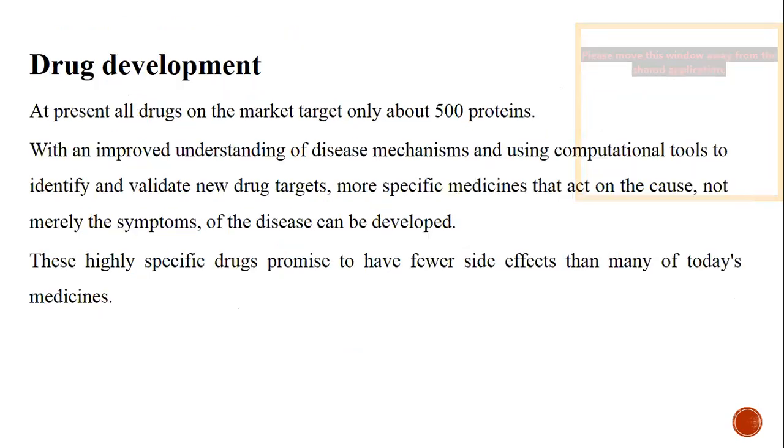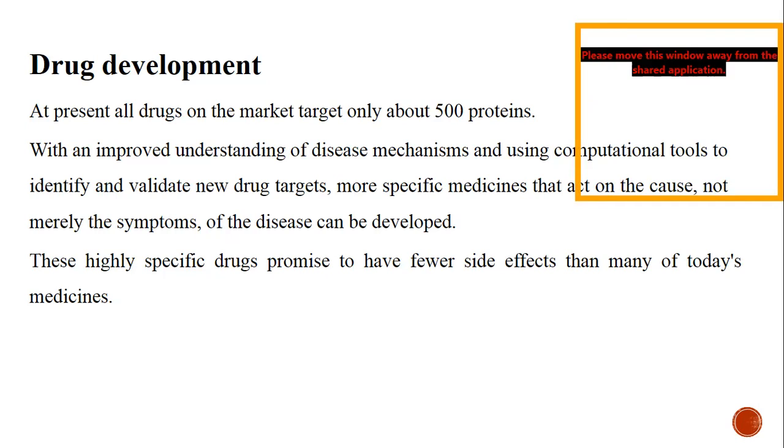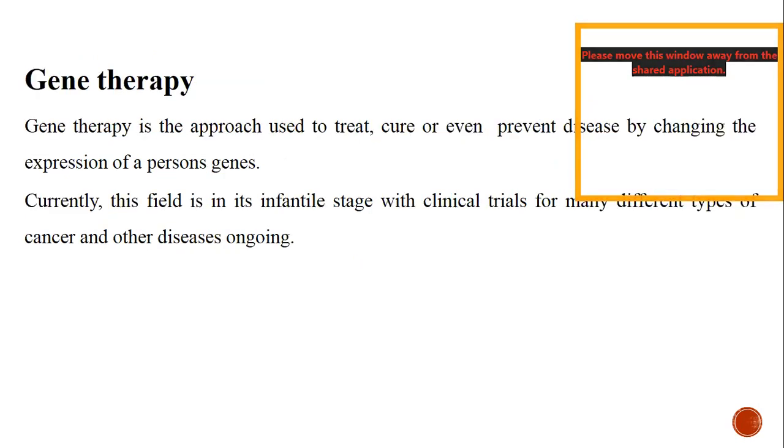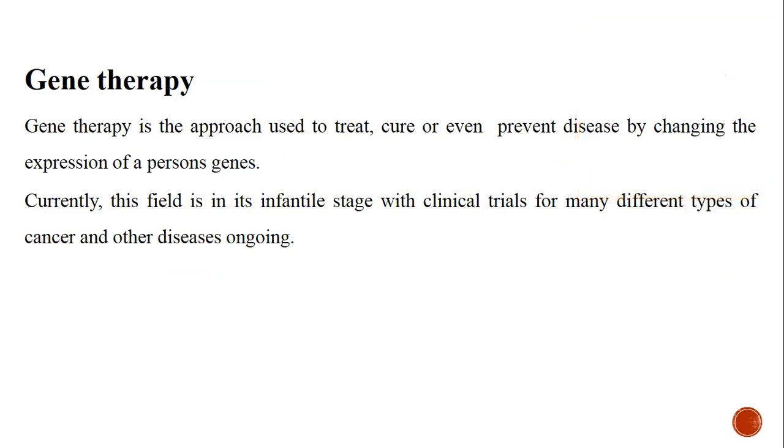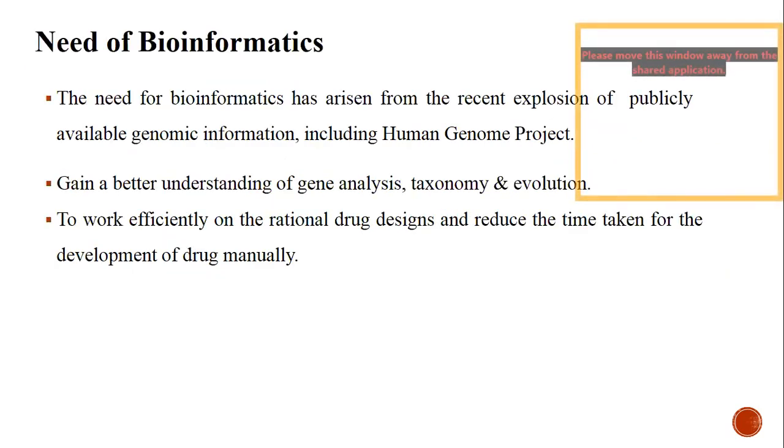Drug development: at present, all drugs on the market are related to only some 500 or 1000 available proteins. However, with the help of bioinformatics and computational tools, we can improve our drug development and be more specific, targeting specific genes with specific drugs for specific diseases. Gene therapy is the approach used to treat, cure, or even prevent disease by changing the expression of a person's genes. Currently, this field is in its infancy, with clinical trials for many different types of cancer and other diseases ongoing. So what was the basic need of bioinformatics at that time, and even nowadays?